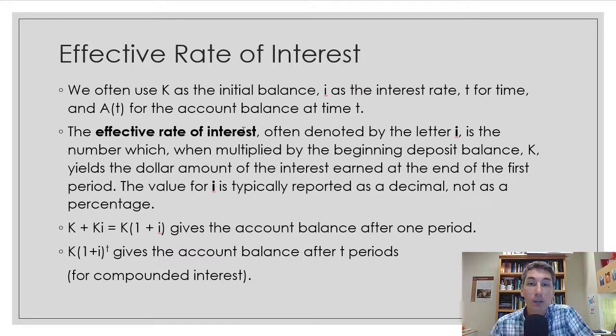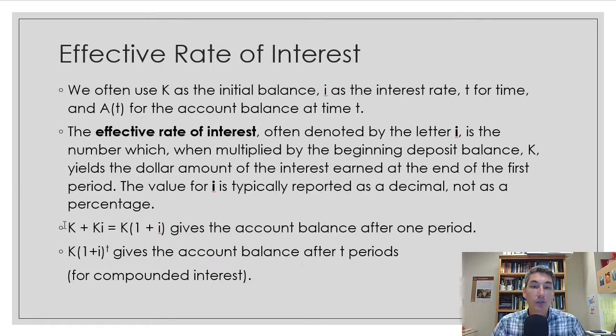Now, the effective rate of interest, often denoted by I, is the number which, when multiplied by the beginning balance, yields the dollar amount of interest earned at the end of the first period. So the value of I is typically reported as a decimal. Okay, and this is just some mathematics to pay attention to. So if I is the interest rate, so say 2%, 0.02, K is your balance, then after 1 period, you'd have the initial balance K, and then you'd have K times I. So the effective rate of interest is always the per period amount of interest that you get.